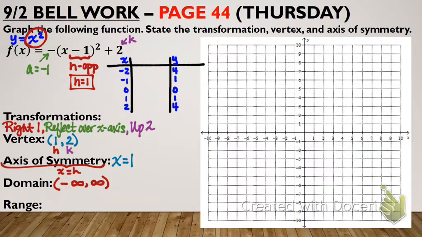I'm going to go put this on my graph, even though I know they didn't ask me for it. I want to make sure that what I described in words is what we actually see happening on our graph. Remember, this should have a U shape to it, not a V shape. All right, so there's my parent.